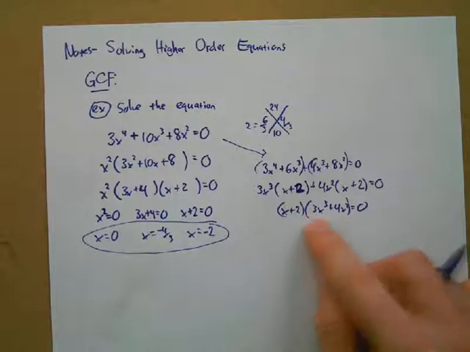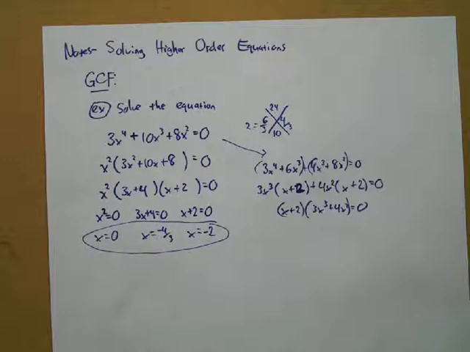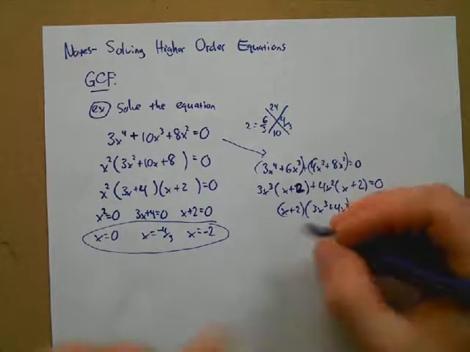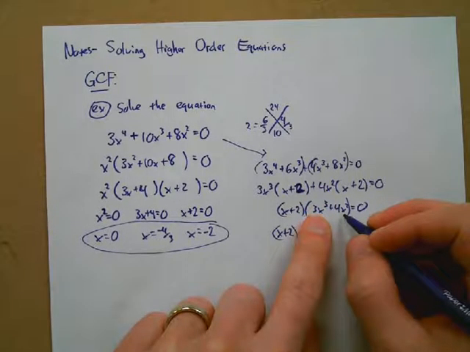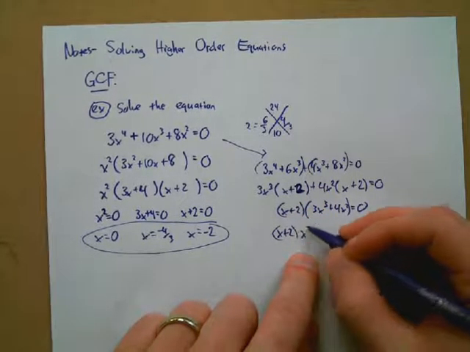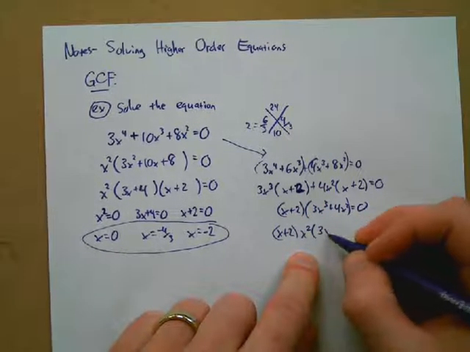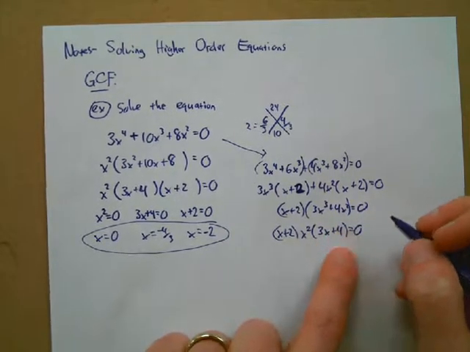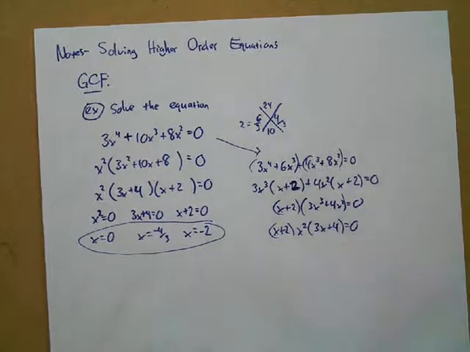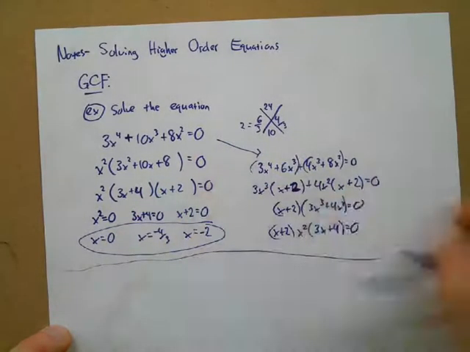So again, the x plus 2, there's no more GCF we can factor out of that, but we can factor the GCF of x squared out of here, and then we're left with 3x plus 4. So there's the negative 4/3 you're going to get, and the x squared would also give you 0. So it doesn't matter the order. If they multiply to make 0, you just set each one of those things equal to 0 and solve from there. That's GCF. Add that to your toolbox of strategies to solve a higher degree polynomial equation.